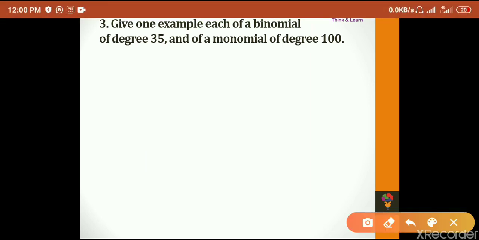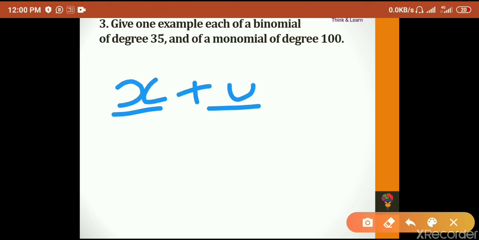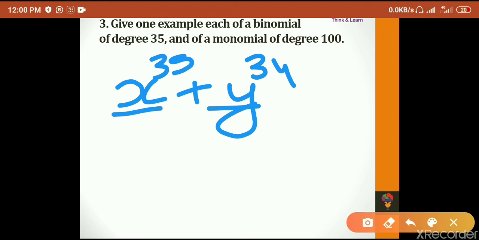Moving to question number 3. Give one example each of a binomial of degree 35 and a monomial of degree 100. Now here in this question, everyone can have a different answer, because it's a general question. Binomial means there are two terms. Let the two terms be x plus y maybe, but the degree must be 35. That means the highest power must be 35. Suppose I am writing 35 here, then I should write only 3, 1, 2, or maybe 34. It should not be more than 35.